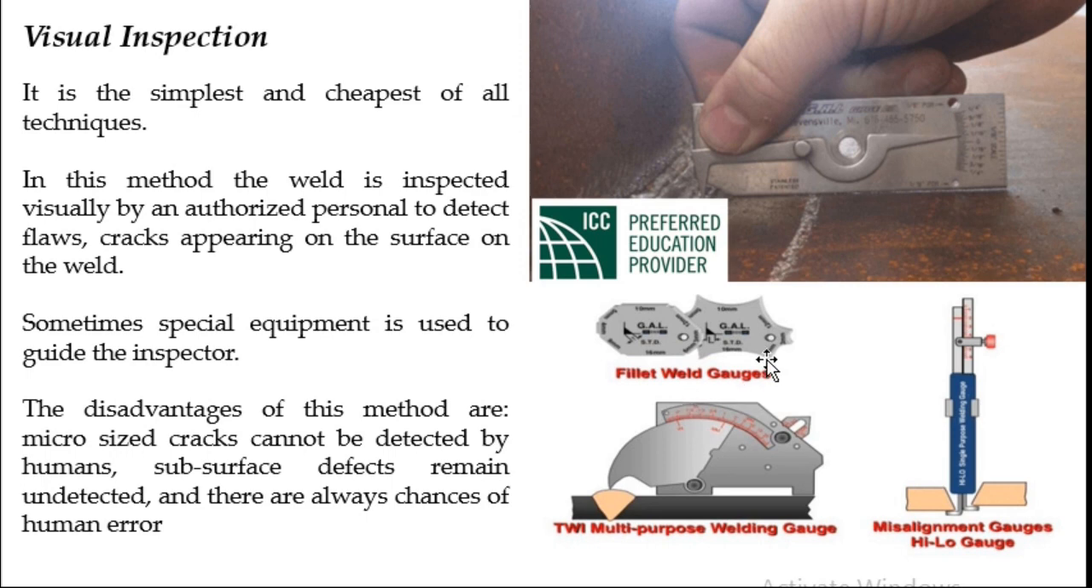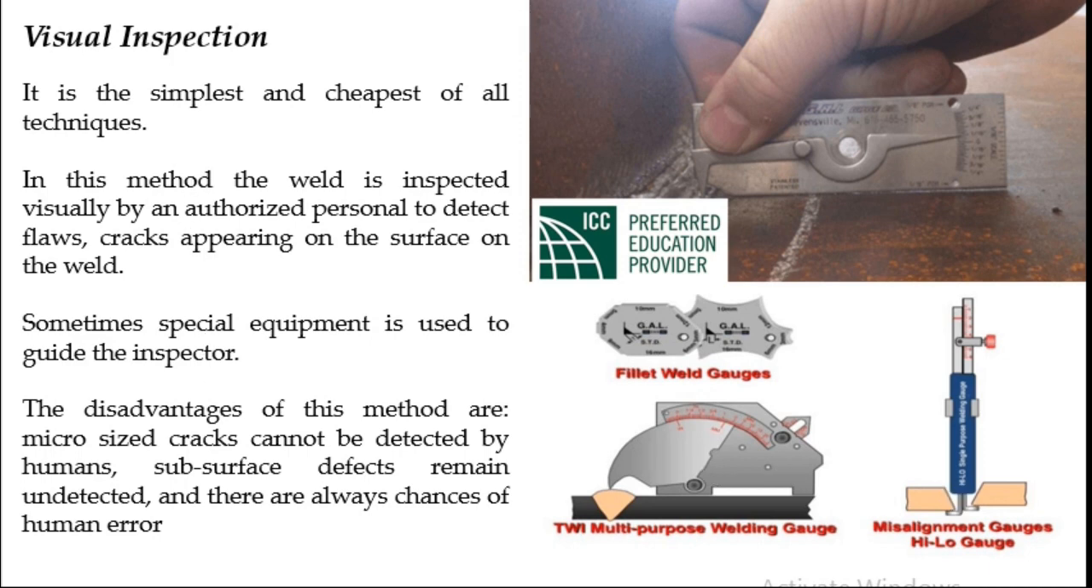Similarly, we have fillet weld gauges, which check the convexity of the weld bead, whether the convexity is as per the requirement or not. Then we have misalignment gauges. Here you can see two specimens, and before welding, while setting them up, we can see whether misalignment is present or not. Most of the time misalignment gauges are not used that much in welding.